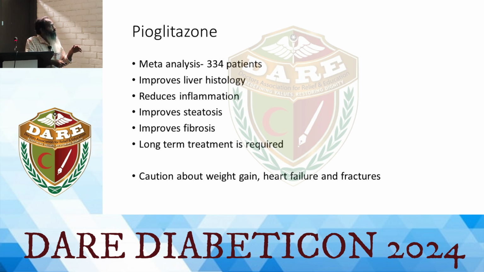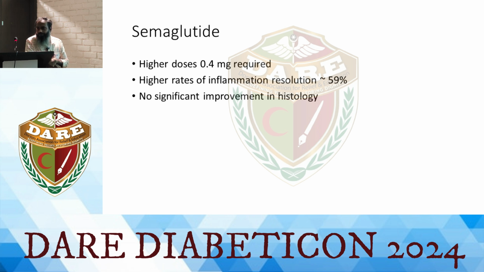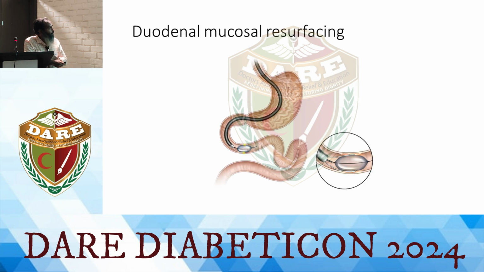I'm not going into the depths of the drugs. GLP-1 agonists like liraglutide and semaglutide can also be used in these patients. There are indications and durations, but none of the drugs will be as useful as the lifestyle changes. Again, we need to emphasize that. And the drugs we will be using depend upon the patient's liver status, their diabetic status and other comorbidities.